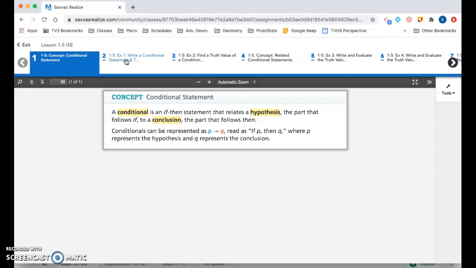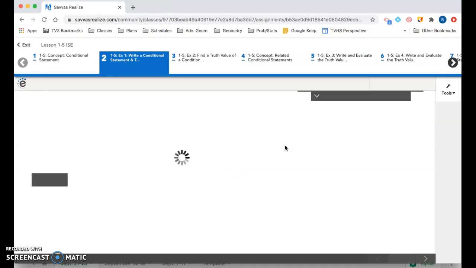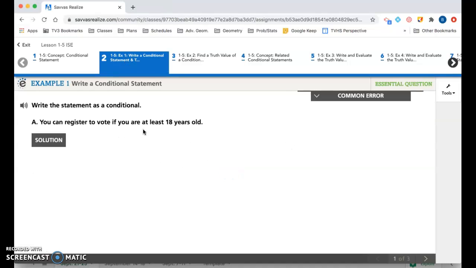So let's look at our first example in this section. It says write the statement as a conditional. You can register to vote if you are at least 18 years old. So what we're looking to do here is turn this statement into something that means the same thing, but starts with if, and then there's a phrase, and then a then, and then there's a phrase.